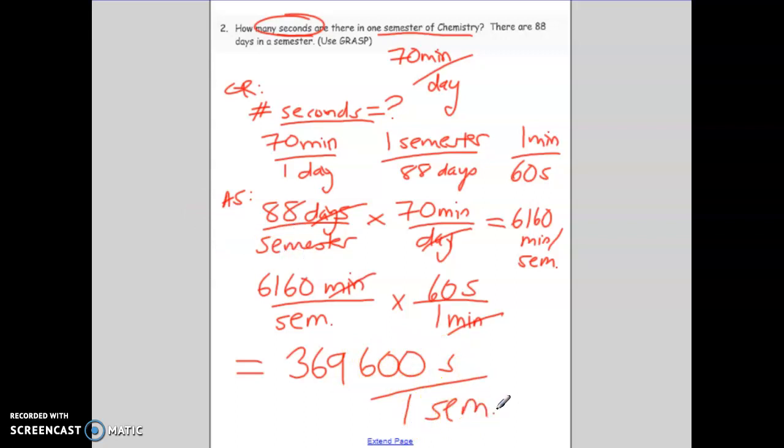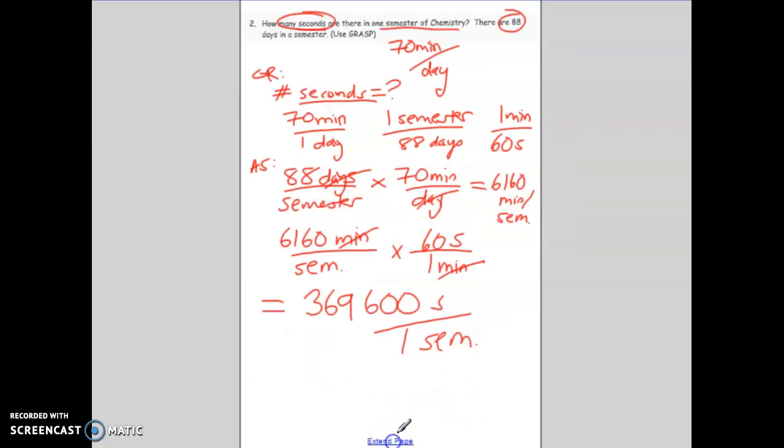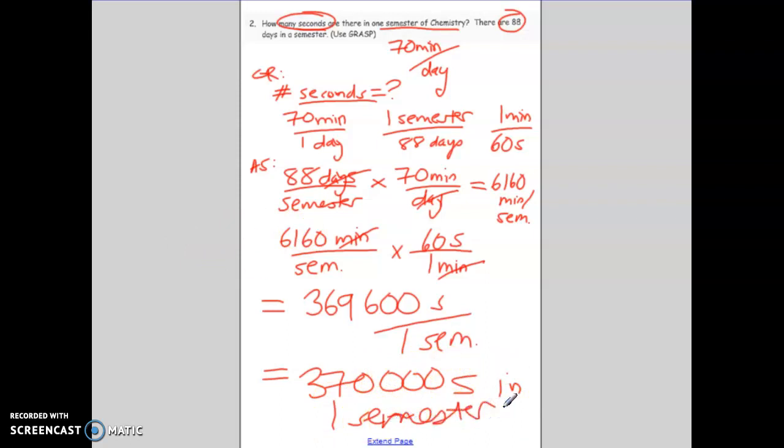Now, for significant digits, here's a good point. When you're determining the significant digits of your final answer, you have to look at the original numbers that are given in the question. In this question, we only have one data value given, which is 88. It has 2 significant digits. So our final answer here has to be rounded to 2 significant digits. So this would actually round to 370,000 seconds in one semester of chemistry.